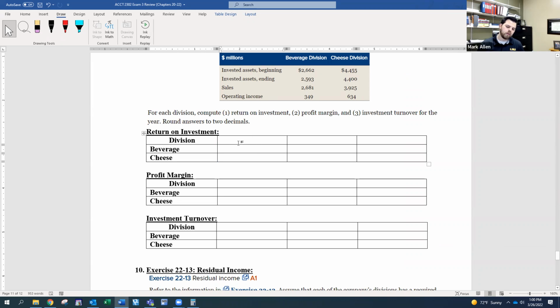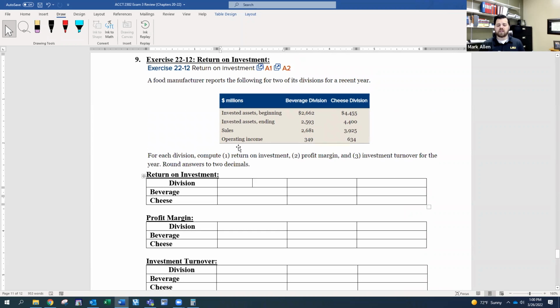So we're asked to compute three different things: return on investment, profit margin, and investment turnover for our two divisions within our company. We've got the beverage division and the cheese division. When we're calculating return on investment, what we've got to remember is that the formula is operating income divided by average assets. So for the beverage division, this is $349 over $2,628. That will give us 13.28%.